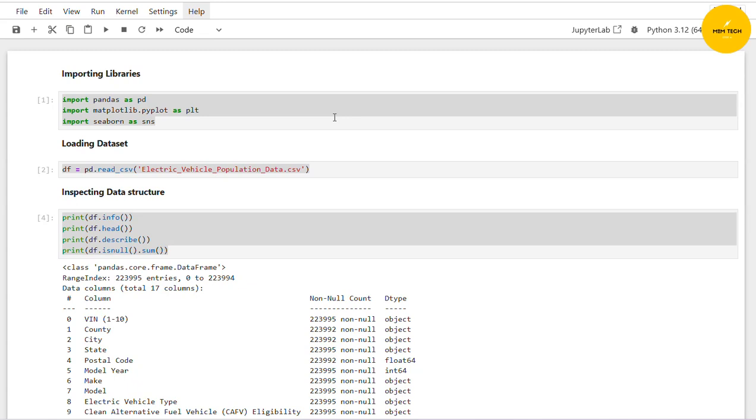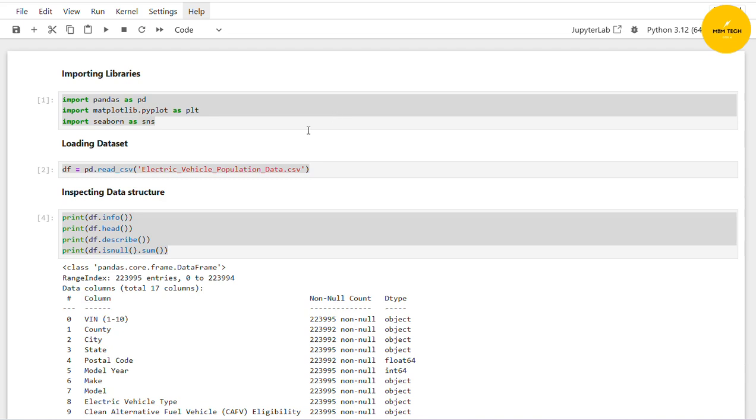This project is about the electric vehicle population dataset. It focuses on cleaning and pre-processing the electric vehicle population dataset to prepare it for analysis. The dataset contains information about electric vehicles, including their range, manufacturer, location, and other attributes. The goal of this project is to handle missing values, clean the data, and ensure it's ready for further exploration or modeling.